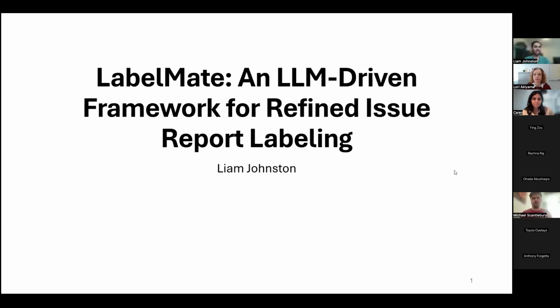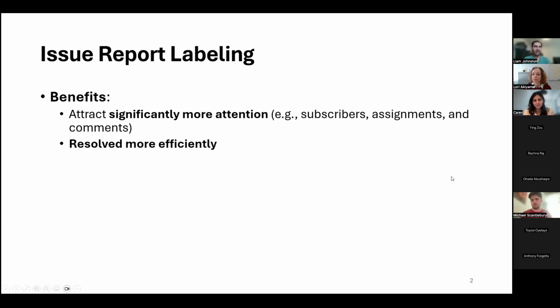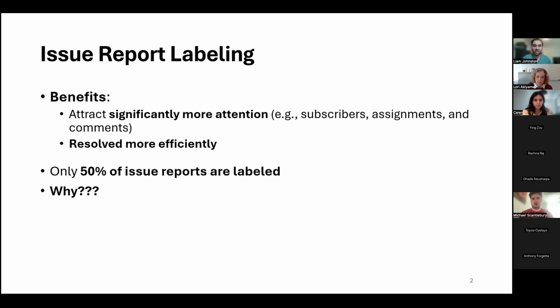Perfect. As Lori said, my talk is on LabelMate, an LLM-driven framework for refined issue report labeling. So just for some background on issue report labeling, the benefits of it include that labeled reports attract significantly more attention than unlabeled reports. That means more subscribers, assignments, and comments. So more people are willing to solve those that are labeled. Another thing is that they're resolved more efficiently than those without labels. But many studies have found that only 50% of issue reports are actually labeled in practice.